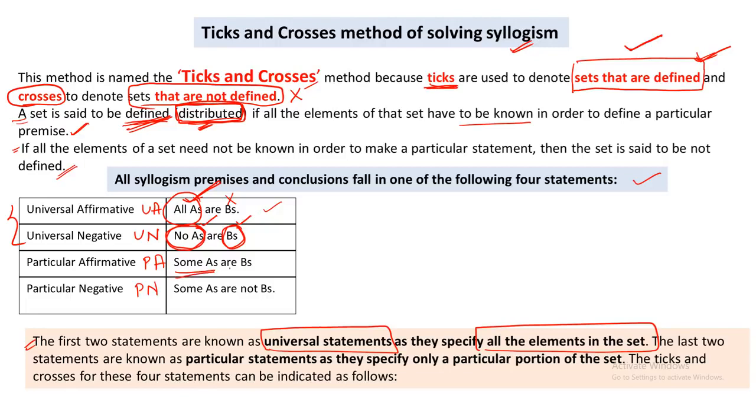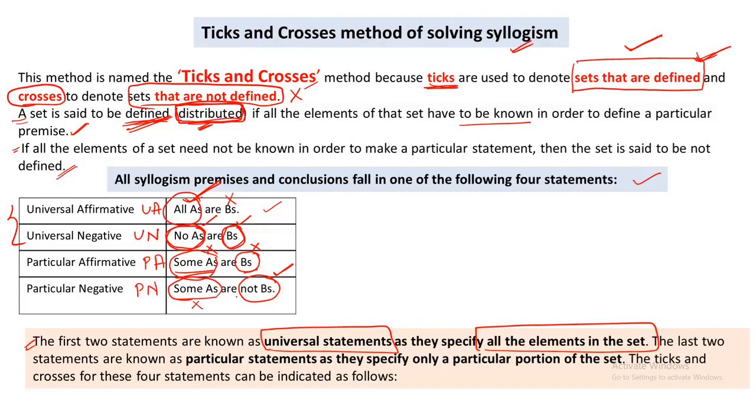Particular affirmative, that some A's are B's. In this statement, we do not know all the elements of A's, we do not know all the elements of B's, so we put a cross mark on both of them. Now particular negative, some A's are not B's. To make this statement we need to know all the elements of B's, so we'll put a tick for B and a cross for A.